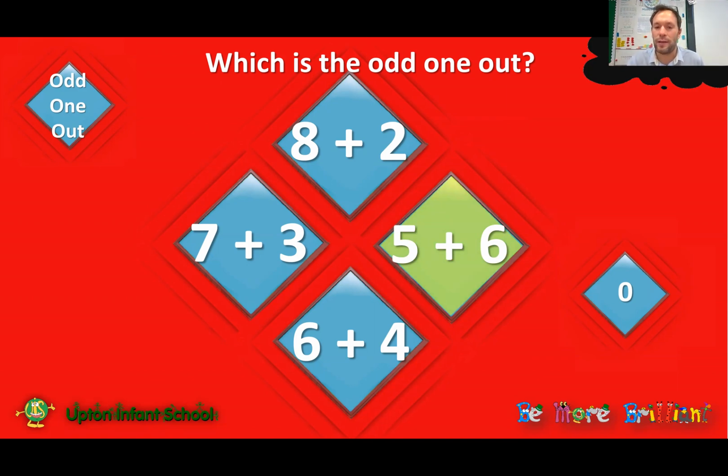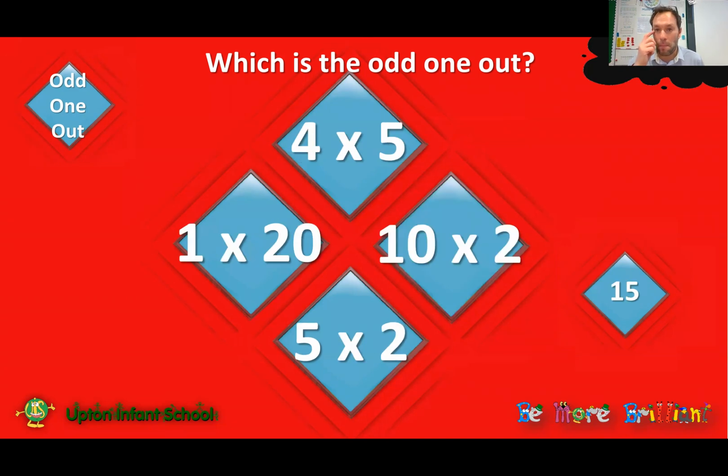Let's do another one. So this one is all multiplication facts. Hopefully you'll be able to use your knowledge of your 2, 5 and 10 times multiplication facts to solve these ones easily. But which of these is the odd one out? 15 seconds. Okay, the 15 seconds is up, but if you need longer, pause the video, that's okay.